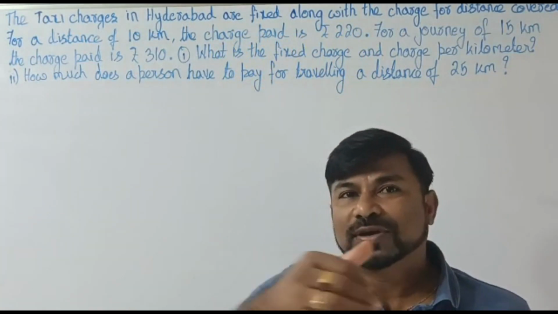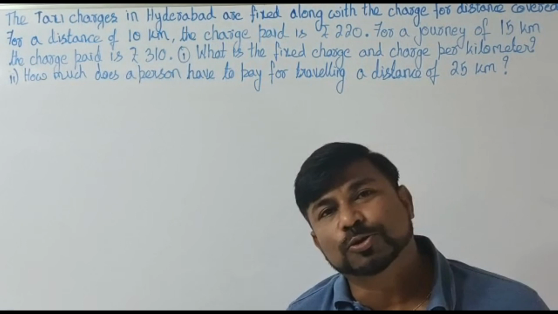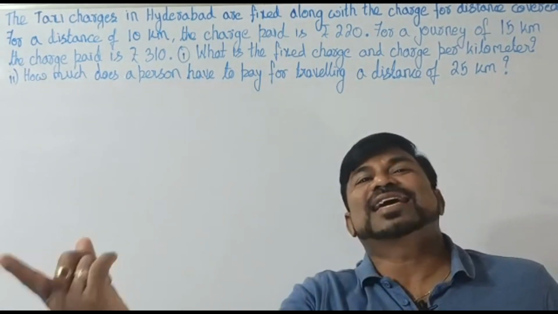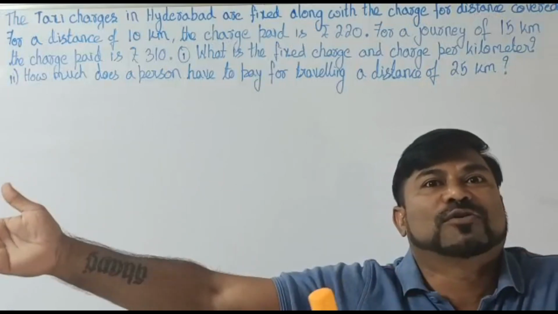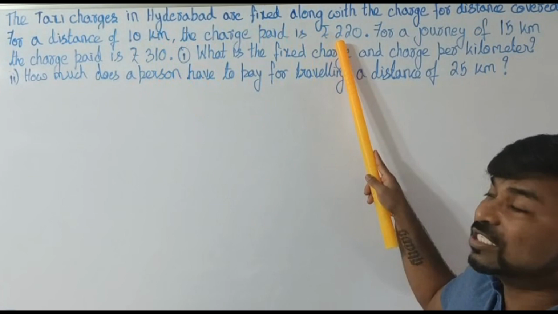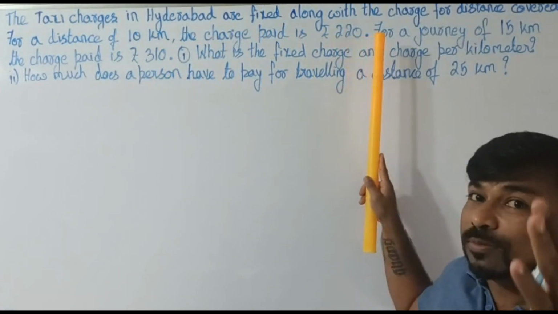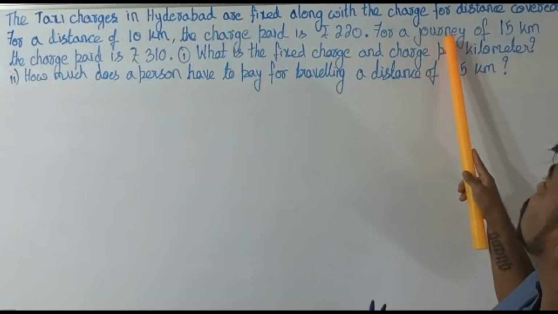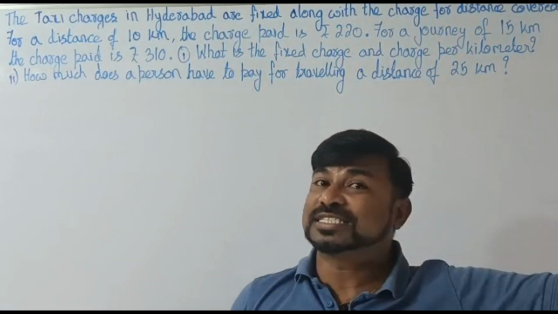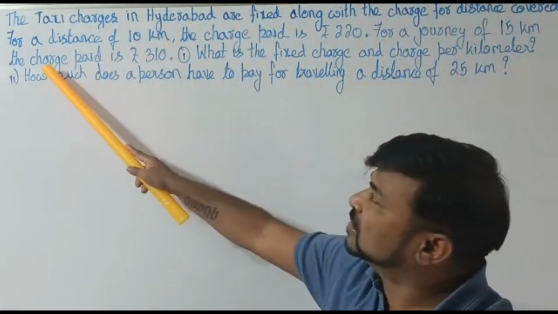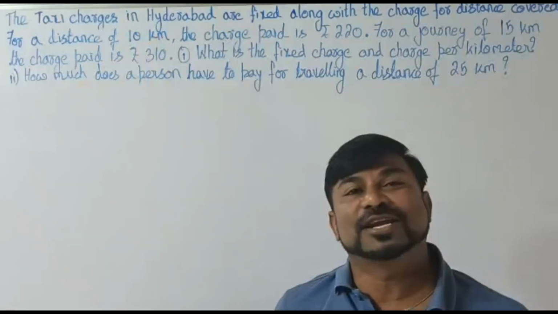What is the amount we have given to the cab owner? 220 rupees. It includes two things: the fixed charge plus the traveling of so and so number of kilometers. How many kilometers were traveled? 10. What is the total charge he paid? 220. You have to remember that. That is the first case. Let's go for the second case. For a journey of 15 kilometers, the charge paid is 310 rupees.